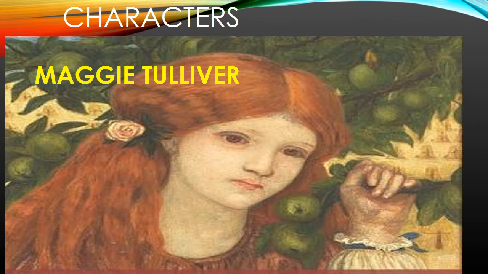Characters: Maggie Tulliver. So this is the protagonist of the story. Maggie is the very intelligent, very conflicted protagonist of The Mill on the Floss. When the novel begins, she is young, clever, imaginative, adoring of her brother and always getting into trouble. As she grows up, she regularly feels conflicted between acting how her extended family and community would want her to and following her own desires.